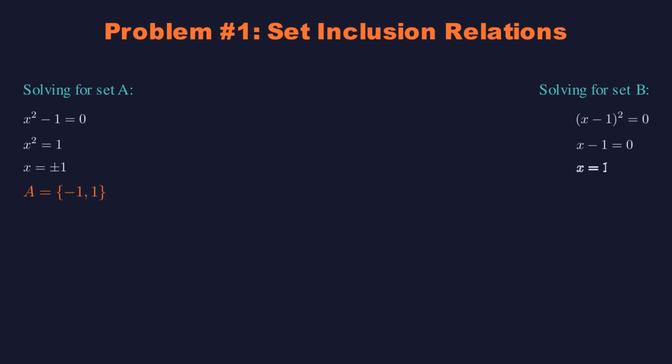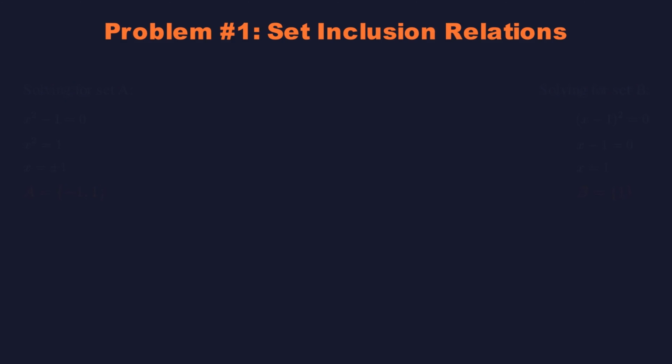Do you see the relationship? Since every element of B is also in A, we can conclude that B is contained in A. Perfect. Now comes the true or false challenge. Given A equals the set with 1, and B equals the set with 1 and 2, let's analyze these statements.